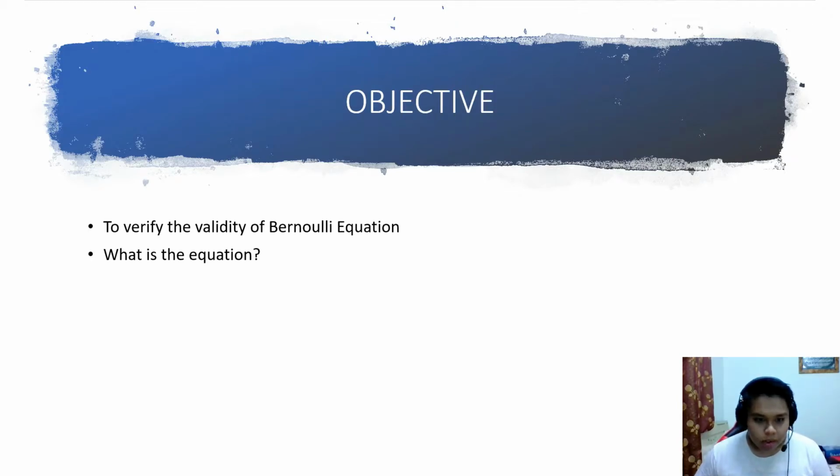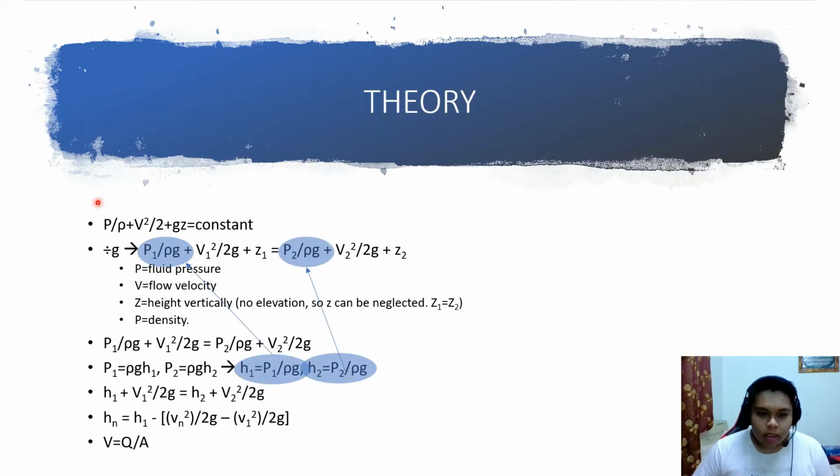So next, the objective. The objective is to verify the validity of the Bernoulli equation. And what is the equation? So this is the equation. P, which is the fluid pressure, divided by ρ, which is the density, plus V squared, which is the flow velocity squared, divided by 2, plus g, which is the gravitational acceleration, times z, which is the height vertically. And this equation should be a constant, which means at every point in the fluid flowing in a tube, for example, we can apply this equation.